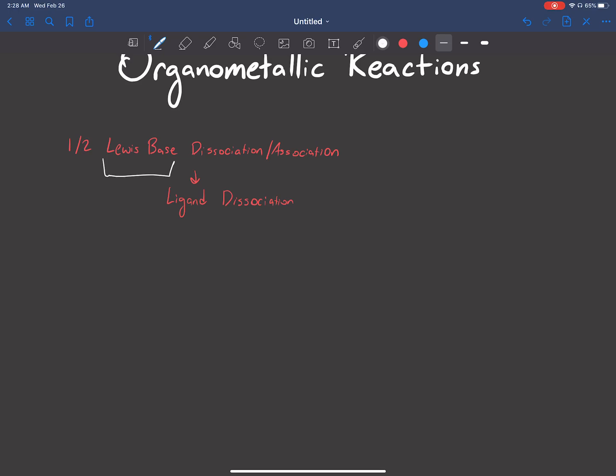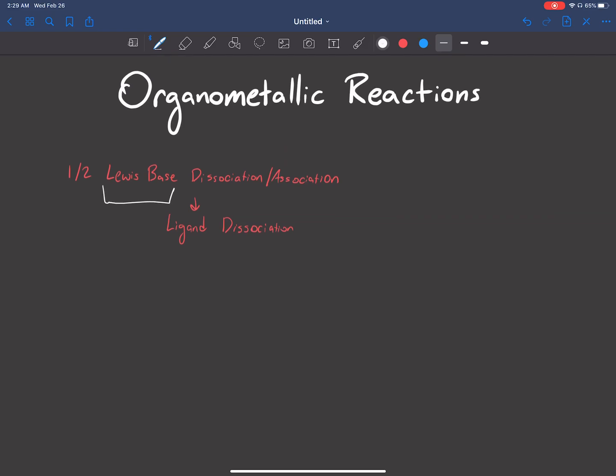Now, just quickly, in case you guys forgot, a Lewis base is something that has electrons. It has a lone pair, and it uses that to attack. I want to use an example of a ligand you learned for these organometallic reactions, something like PR3. This phosphorus has a lone pair, and so it's prone to attacking metals. The thing that attacks the metal with its lone pair, that's a Lewis base.